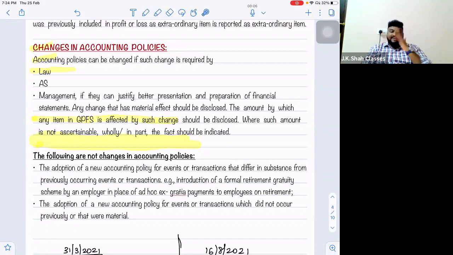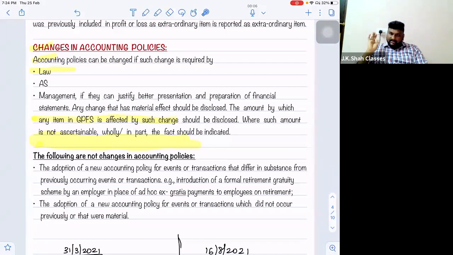Just disclose the fact and reason. Now, disclosing the fact and reason is compulsory, but quantifiable effect is not compulsory. It has to be disclosed only if it is calculatable. Right? This is what we learned in AS1.